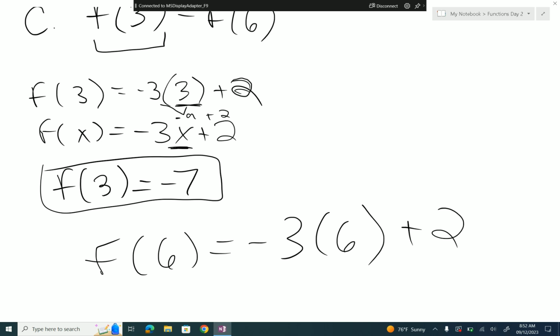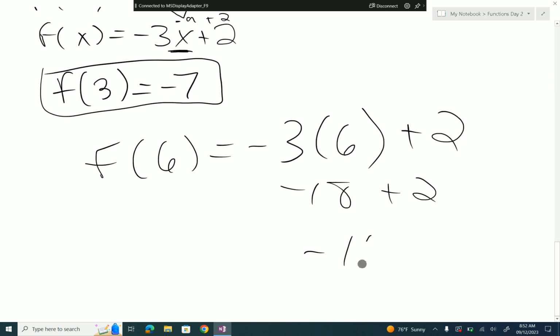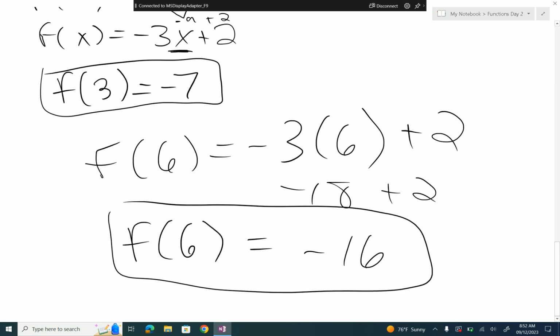What's up? That's a good question. Let's see if that works. What's negative 3 times 6? Negative 18. Plus 2? Negative 16. So this time we got f of 6 equals negative 16. So could we have just doubled? That was a good question, though.